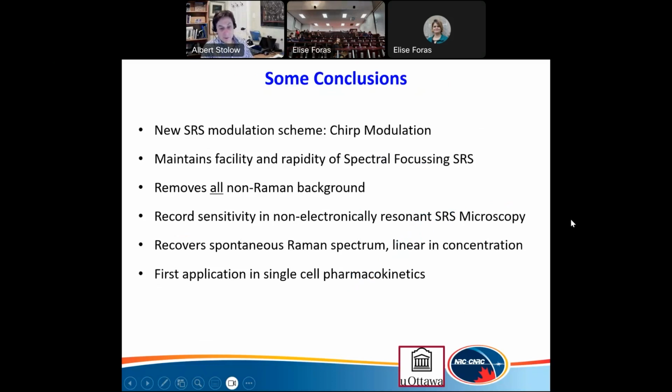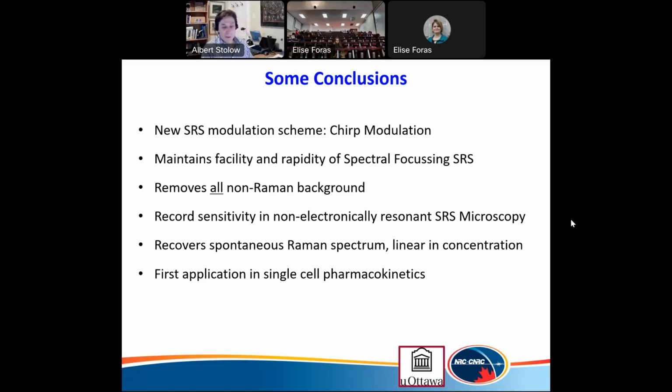With this, I will conclude. I showed you that there are background signals in stimulated Raman scattering. The new modulation technique I introduced, which I call chirp modulation, removes these backgrounds, but it retains the facility and the rapidity of the spectral focusing technique. It removes all of these non-Raman backgrounds, and I believe it is the world record sensitivity in SRS microscopy.